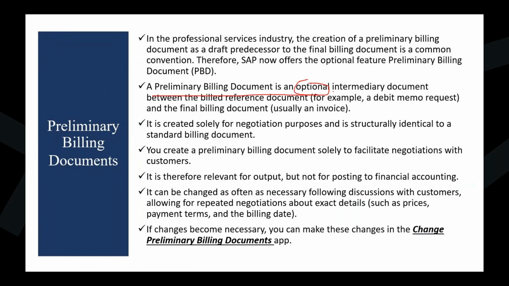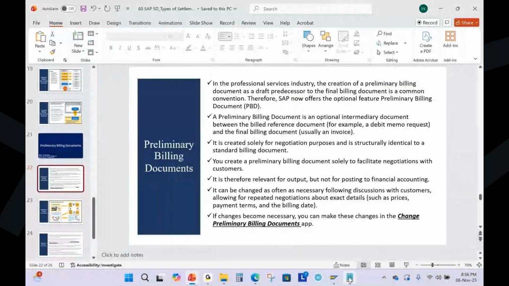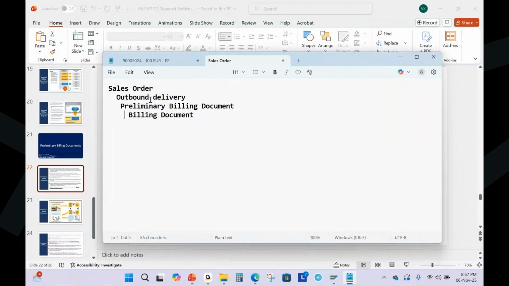It's an optional intermediary document between the billing reference document. So normally, what is your reference document? Outbound delivery, correct? This is in case of delivery related billing. Suppose if you have order related billing, in that case this will not be there. Then what is your reference document? Your reference document is the sales order only. So between the reference document and your final billing document, this will act as an intermediate document.